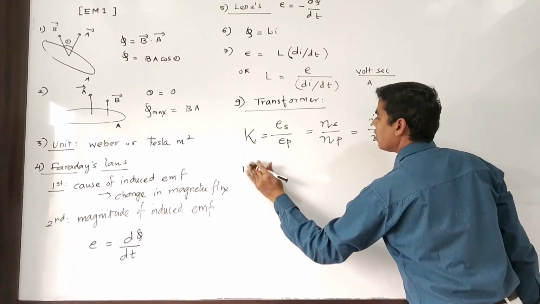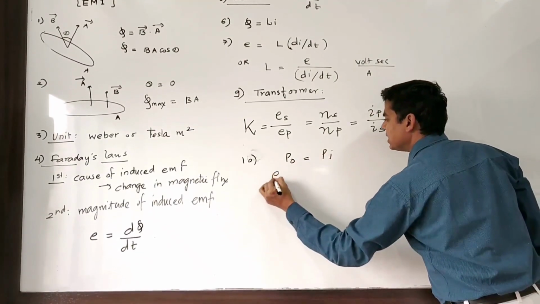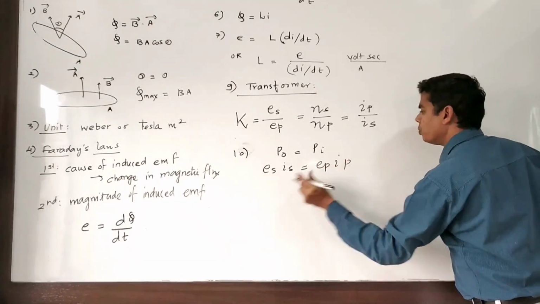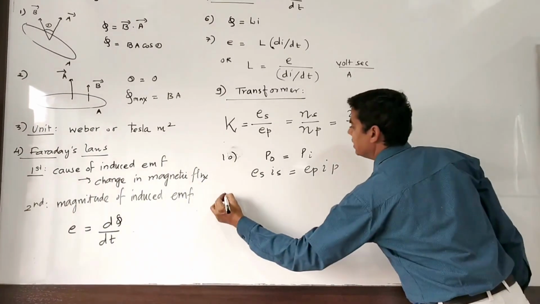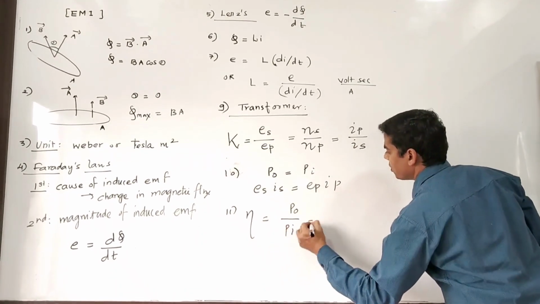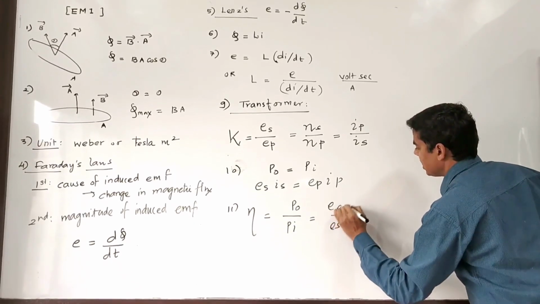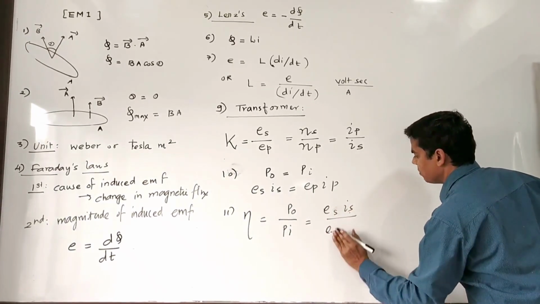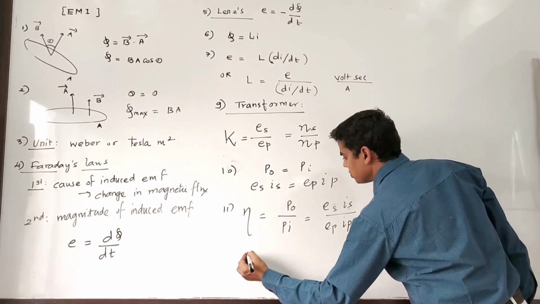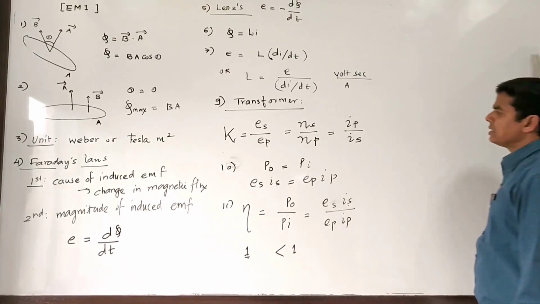This is called the transformer or turns ratio. Again, in case of ideal transformer, output power must be equal to input power, that is ES IS is equal to EP IP. Output power is equal to input power. Again, efficiency of a transformer is output power upon input power, that is ES IS upon EP IP. Efficiency of an ideal transformer is always 1, and for all other practical transformers, efficiency is less than 1.